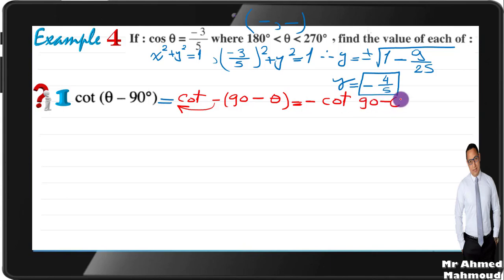90 minus theta. Okay, now 90 minus theta, cotan changed to be tan. Negative tan theta. Okay, don't forget the negative comes from here. And this is the first quadrant, so cotan in the first quadrant is positive, so I will not change this sign. Okay, now it will be what? Equal negative tan theta. Tan equal y over x, or sine over cosine. Negative 4 over 5 divided by negative 3 over 5 equal 4 over 3. Equals negative 4 over 3.